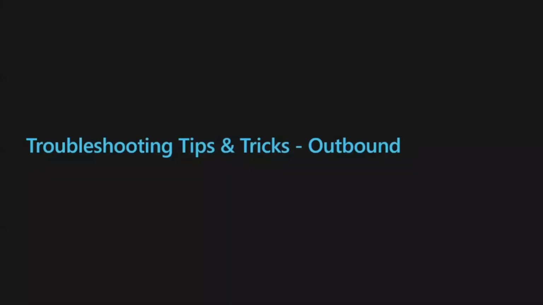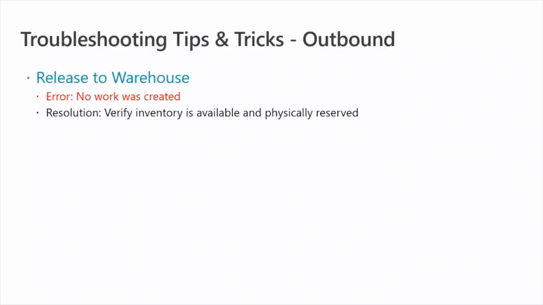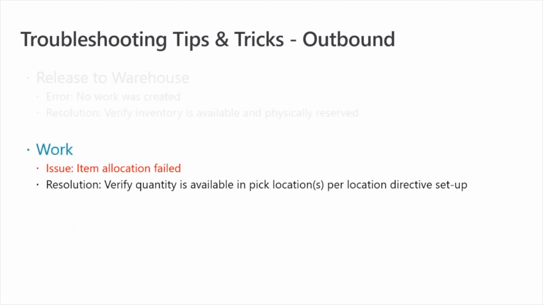So let's talk about the troubleshooting tips and tricks for those 5 outbound issues. On release to warehouse, if you're encountering the error where no work is being created, then we want to verify that the inventory is available in the warehouse and that it is physically reserved, or that you have a setup to reserve it through a batch process. But the reservation is the critical component there.